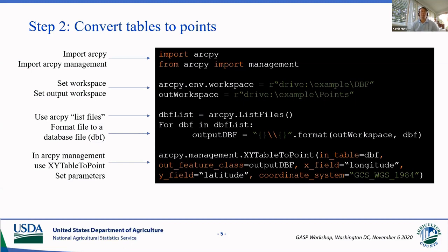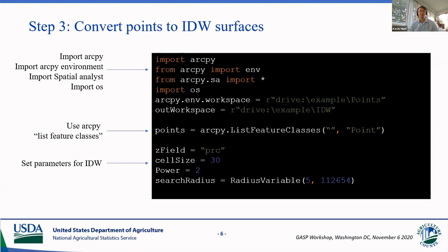And then each piece inside the parentheses is the parameters. So the in table is the DBF, the out feature is where you're putting it, the X field is the longitude, the Y field is the latitude, and then you always have to define your coordinate system so that it projects correctly. And this is a web Mercator.